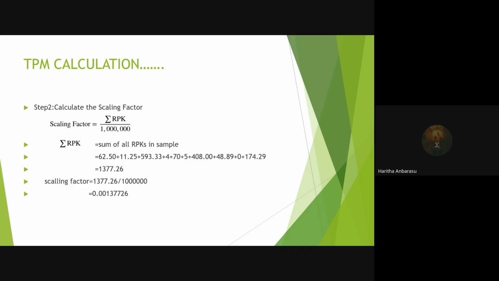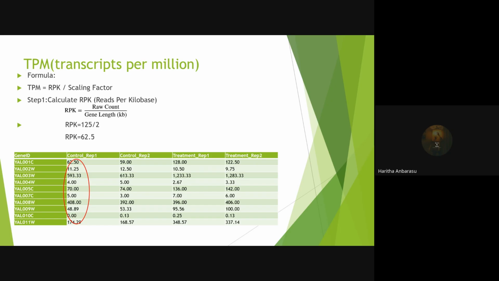For scaling factor, first we need to calculate the summation of RPK value. Summation of RPK means sum of all RPK values in a sample. First we need to calculate summation of RPK for sample 1. We take the control rep 1 values, the sum of all values in the column of control rep 1. So we get the summation of RPK value for sample 1. We need to do the same for each sample.